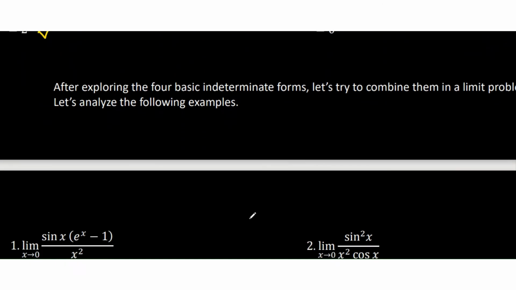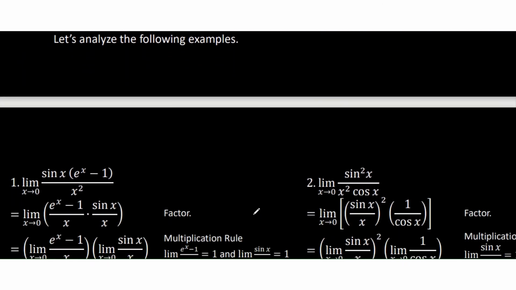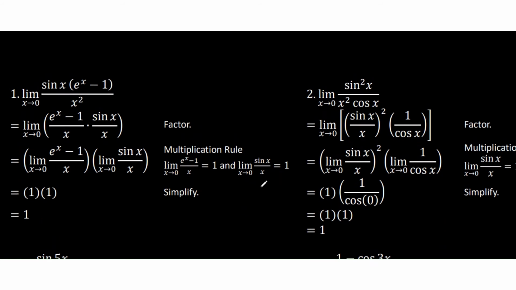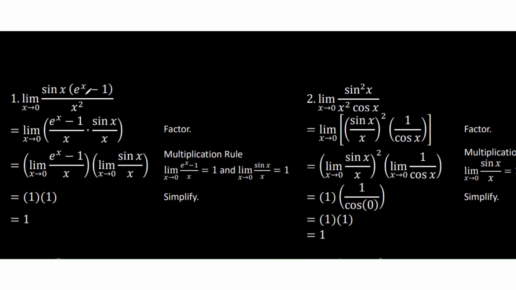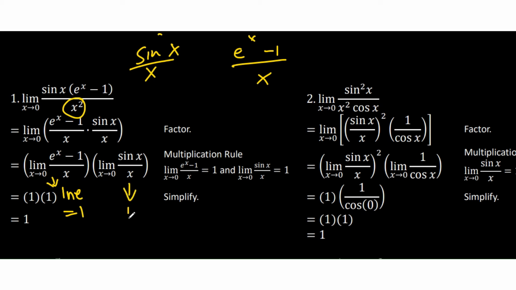Okay, now after exploring the 4 basic indeterminate forms, we can now combine them, just like this in number 1. Sine x over e raised to x minus 1. So you have the idea to form sine x over x and e raised to x minus 1 over x. And this is x squared, so it can be separated into x times x. So e raised to x minus 1 over x times sine x over x, as x approaches 0. So this becomes ln of e, which is equal to 1. This is automatically 1. So 1 times 1 is 1.